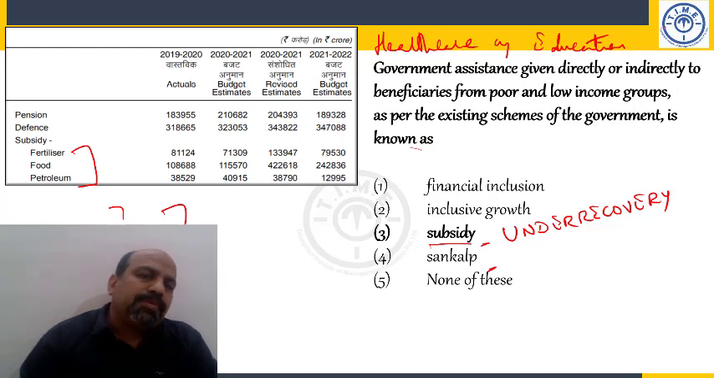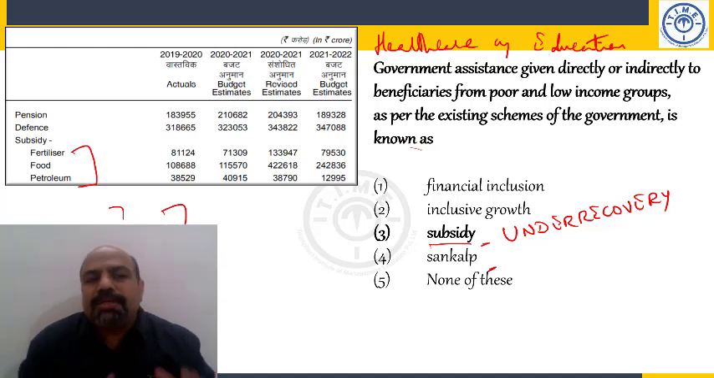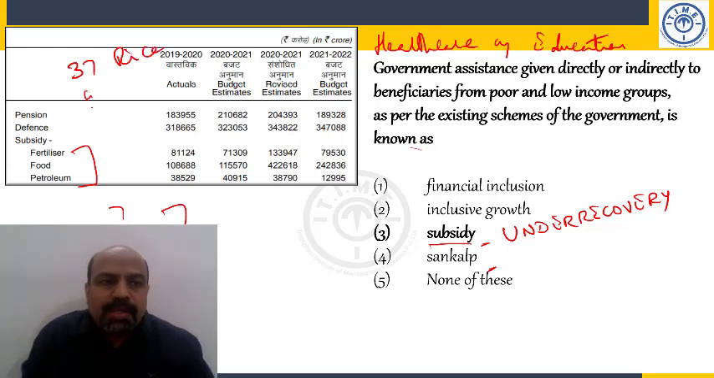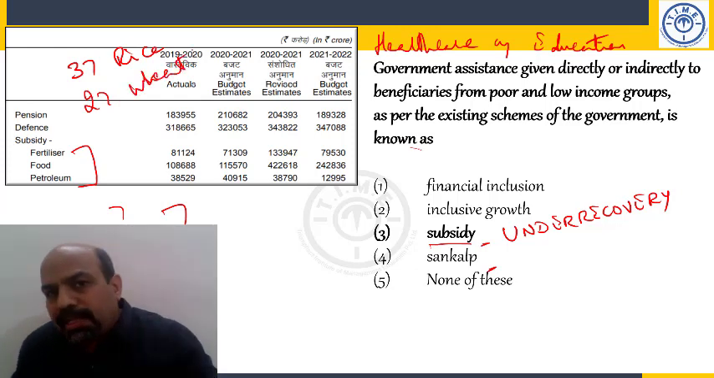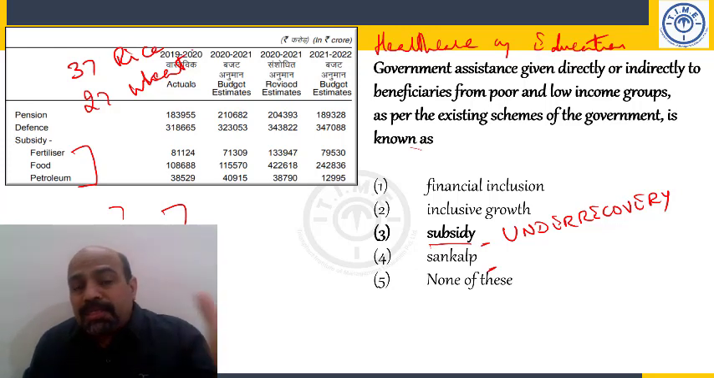If you look at something very simple, look at these kinds of subsidies: fertilizer, food, and petroleum. They are important expense heads for the government. Look at food subsidy. How does food subsidy come? The government of India usually spends 37 rupees per kg of rice and 27 rupees per kg to buy wheat. Think about it: 37 rupees for rice and 27 for wheat.